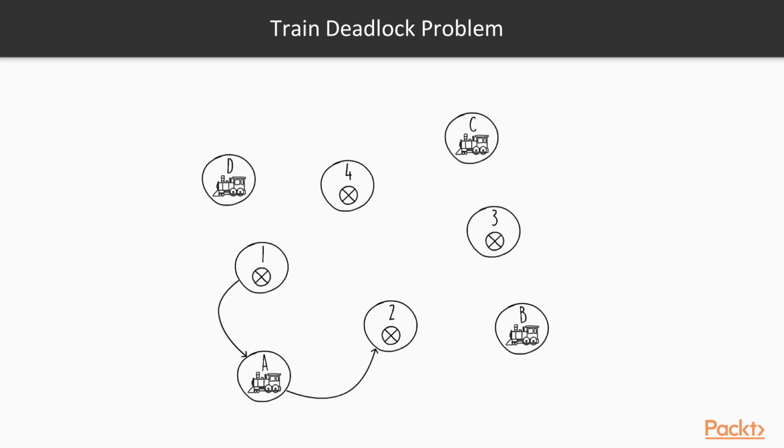However, intersection 2 is currently being used by train B. Train B is also waiting for intersection 3, which is being used by train C. You can see where this is going. Train C is waiting for intersection 4, currently in use by train D, which is in turn blocked by train A on intersection 1. And here we have our graph cycle.